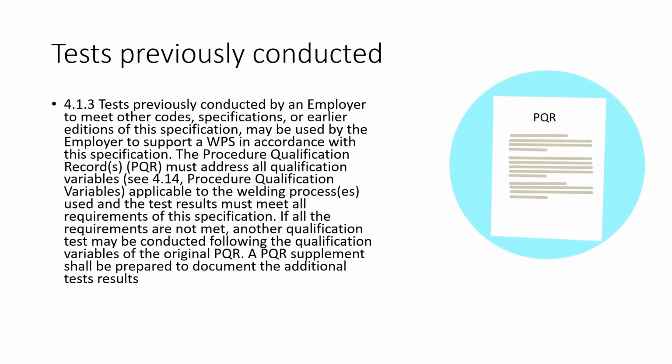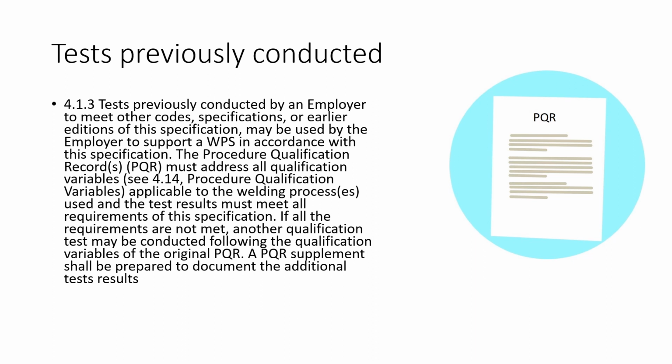Okay, so let's say, and I'm just kind of cherry picking to keep this video somewhat short, let's say we have a PQR, or we've done some other testing. We've done a procedure qualification record from another code. This allows it, just as long as all the test results meet all the requirements of this specification. And if all the requirements are not met, another qualification test may be conducted following the qualification of the original PQR. A PQR supplement shall be prepared to document the additional test results.